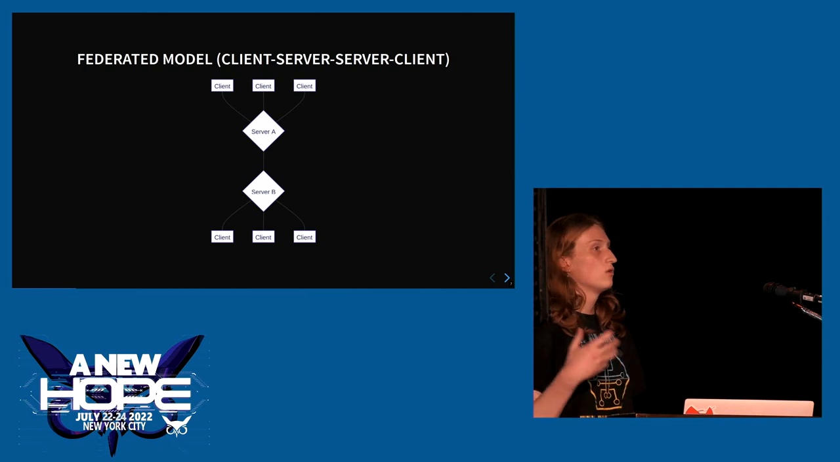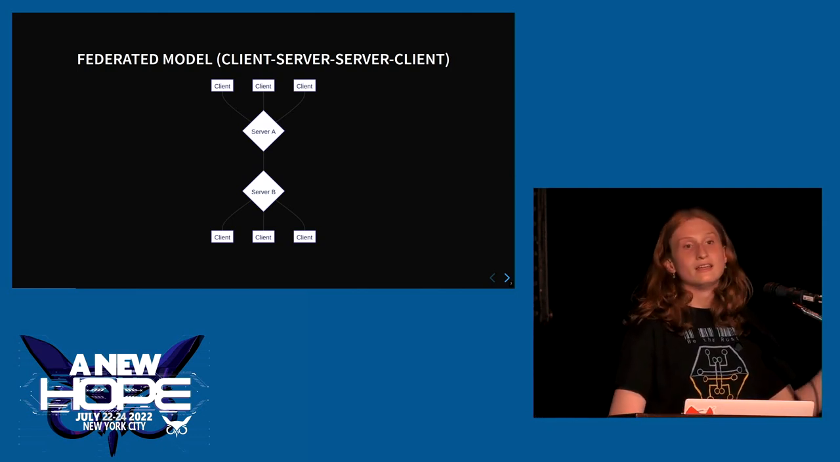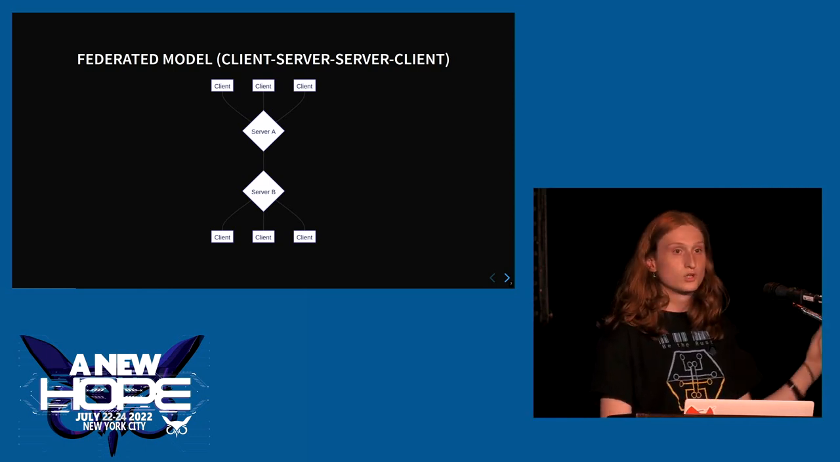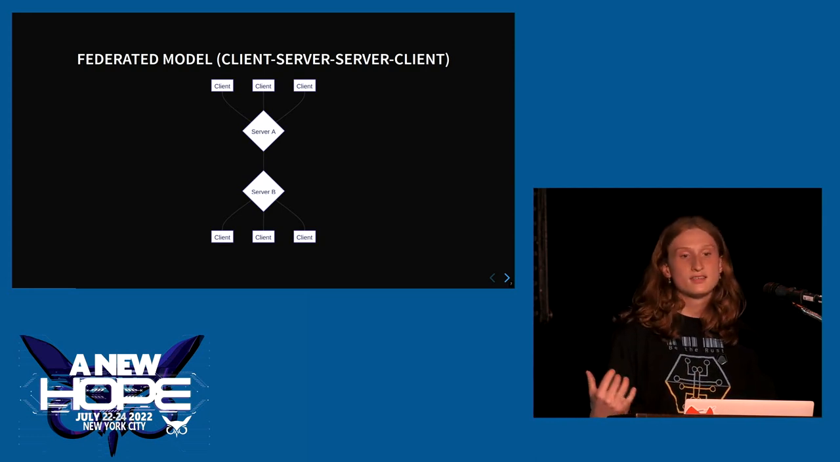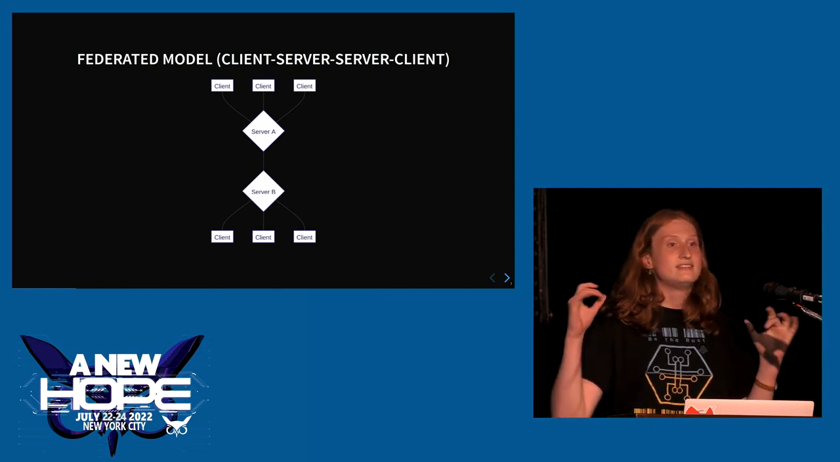The solution, or the compromise, is federation. We call it client to server to client networking. What we see is that our three clients here are talking to server A. Server A then talks to server B, which then talks to its respective clients. What this gives us is a best case scenario between centralized networking and decentralized networking.